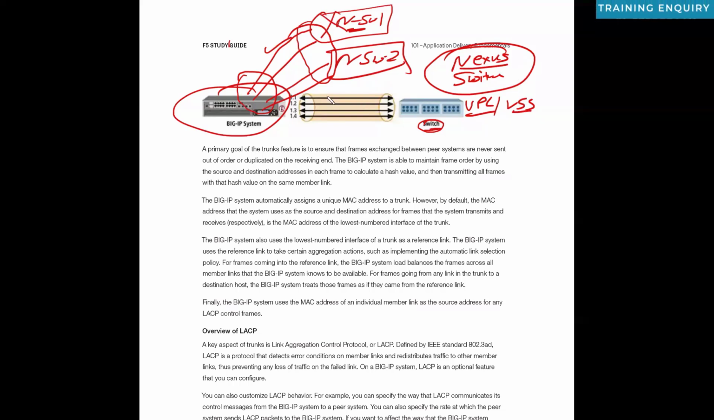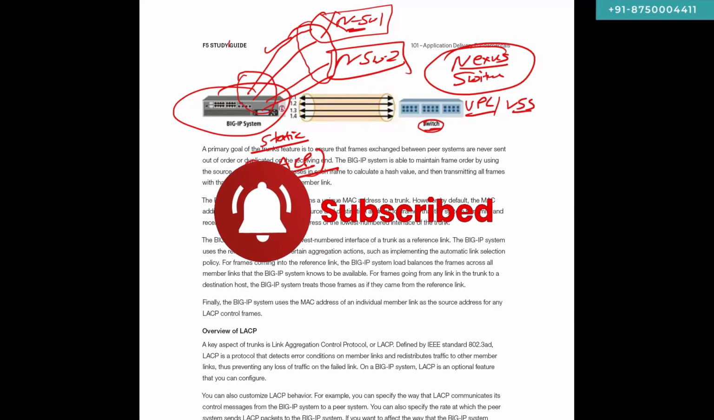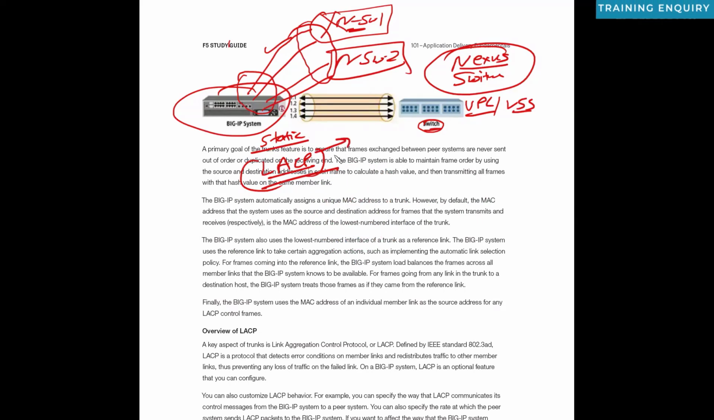So EtherChannel is very important. Remember that some BIG-IP platforms will support only static EtherChannel, right? And most of them will support LACP, not PAgP. Remember that PAgP is not supported at all. Now what is LACP? Link Aggregation Control Protocol, right? Which is an open standard protocol that we use to perform link bundling, right?